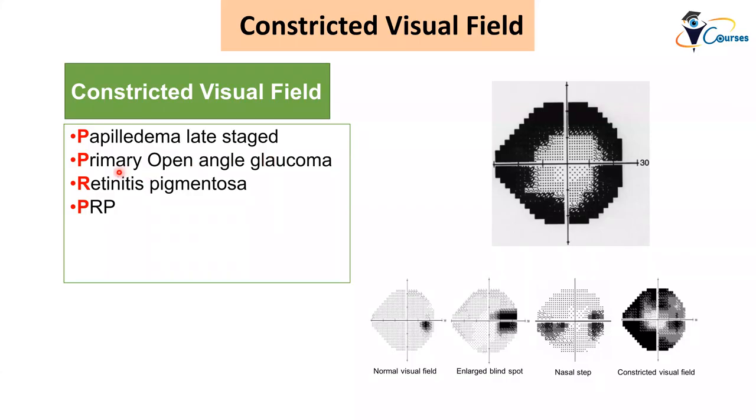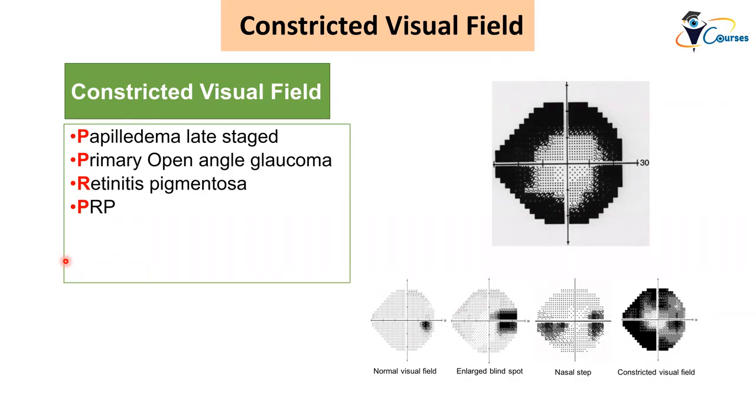Primary open angle glaucoma, of course. The glaucomatous visual field defects will be discussed in the glaucoma lecture, and you can see that it will present with a normal visual field initially. It can present with an enlarged blind spot, nasal step, arcuate scotoma, and constricted visual field. All this can be the end stage of primary open angle glaucoma. Retinitis pigmentosa and pan-retinal photocoagulation are also common causes of constricted visual field.